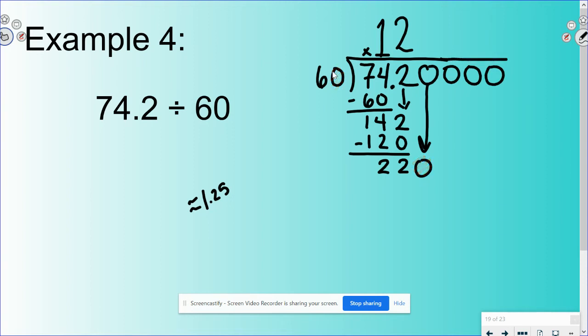So how many 60s go into 220? I'm going to guess about 3. 3 60s being 180 with 40 left over. Hey, that was a good guess. So let's keep on going.